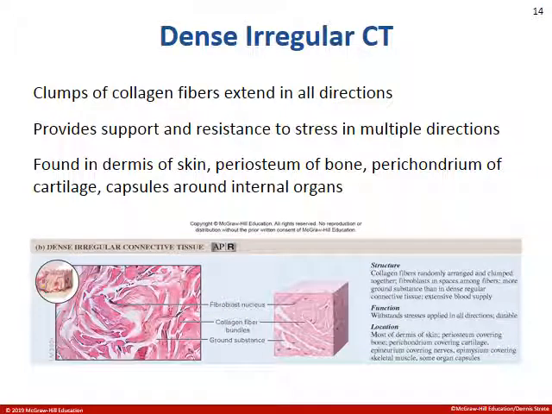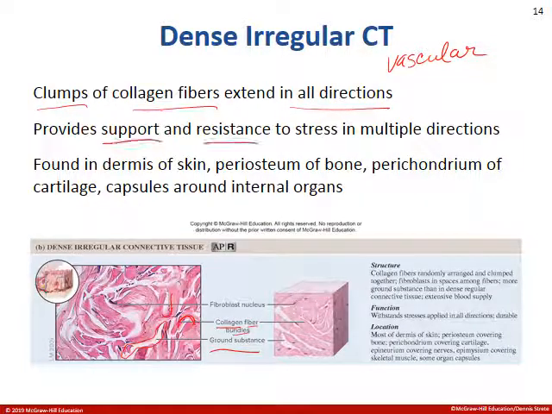Now we get to look at dense irregular, and you can see here that there's still collagen fibers, but you see how they form kind of bundles, and they're kind of running every which way, right? You see a little bit more ground substance. You see this white space a little bit more clearly. This is still vascular tissue because it's connective tissue, and all connective tissue is vascular except for cartilage, which is avascular. So you're going to see clumps of collagen fibers, and they're running in all directions. This is going to provide support, resistance to stress in multiple directions.